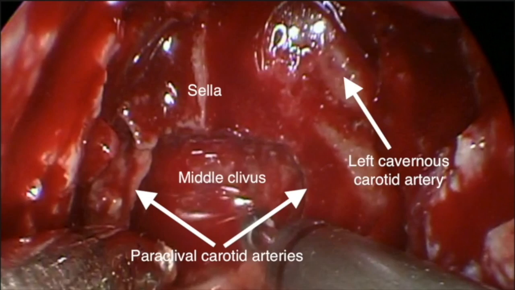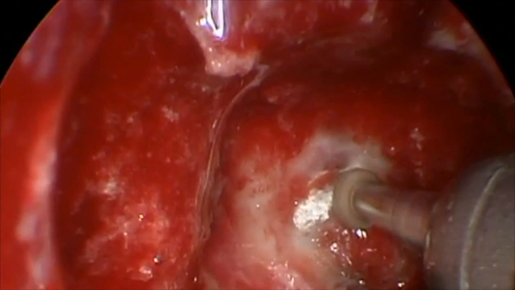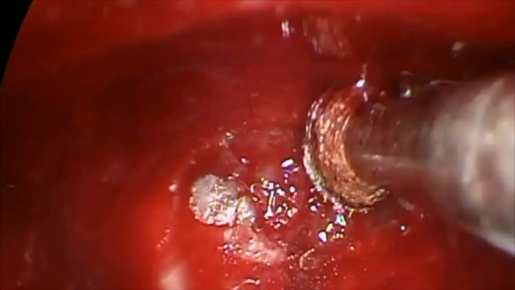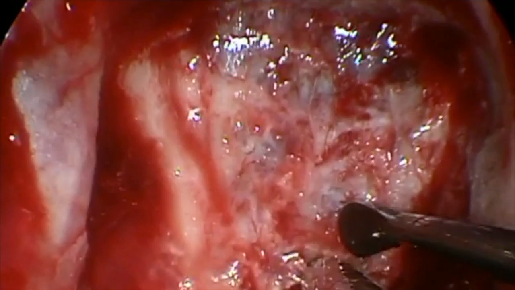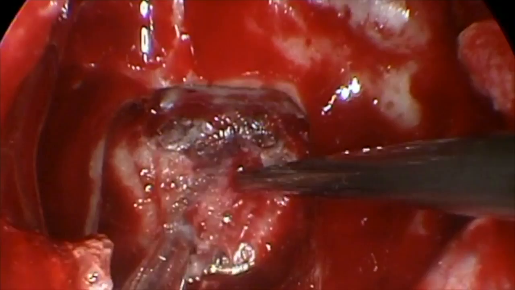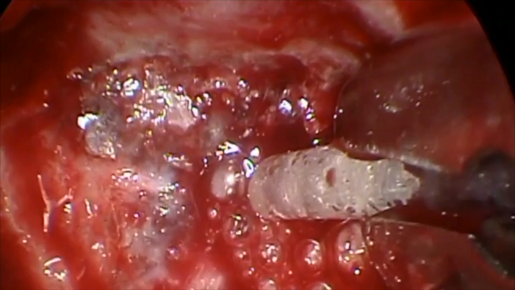The middle clivus was removed to expose the dura of the posterior fossa. We planned a left paramedian incision to avoid the basilar artery in the midline and the abducens nerve laterally. Doppler ultrasound and direct electrical stimulation were used. Bleeding from the basilar plexus was controlled with gelatin hemostatic matrix.